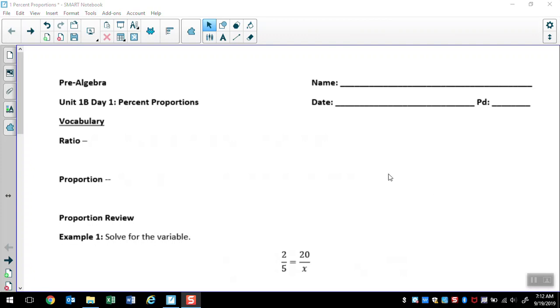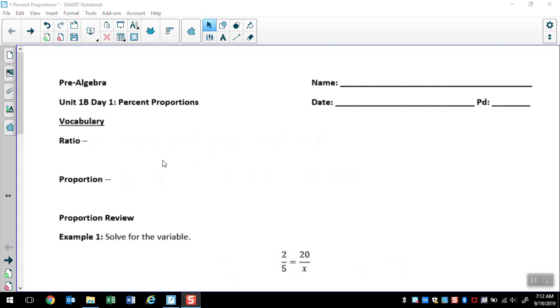Hi everyone, today we're going to talk about percent proportions. You've already learned how to solve a basic proportion, so we're going to review that really quick and then we're going to move into how to solve a percent proportion. The actual act of solving it is no different than what you've done before. It's more just getting it set up correctly. This is the new part.